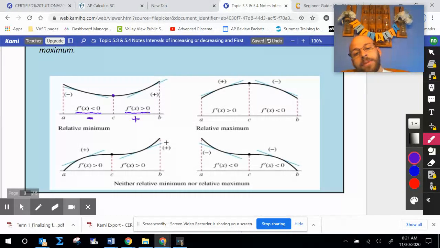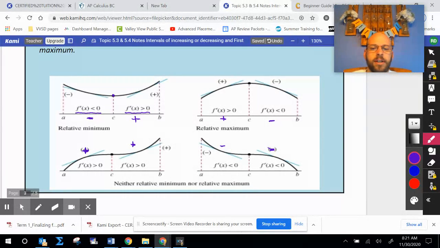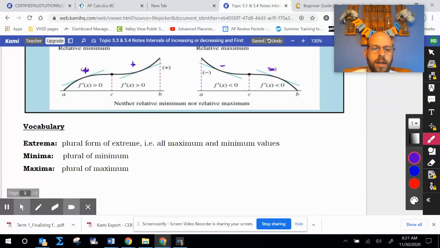Now, if it flip-flops, if you go from positive to negative, then you're going to have a maximum. Okay? But here in this third picture, it's positive and it's still positive. So there is no extrema. In this case, it's negative and then it's negative. There is no extrema. Okay.